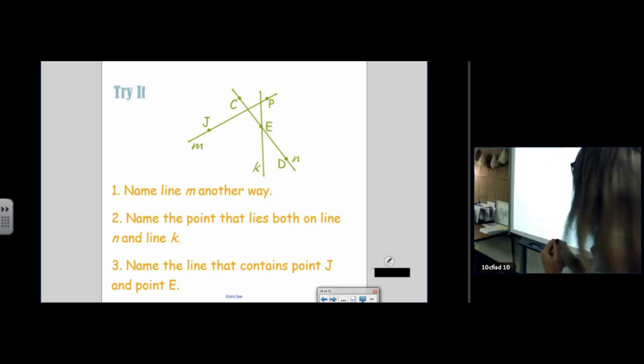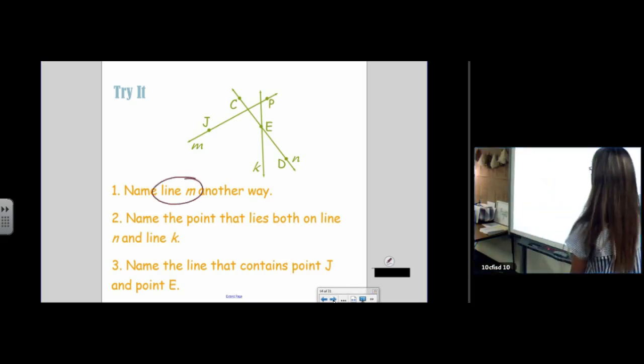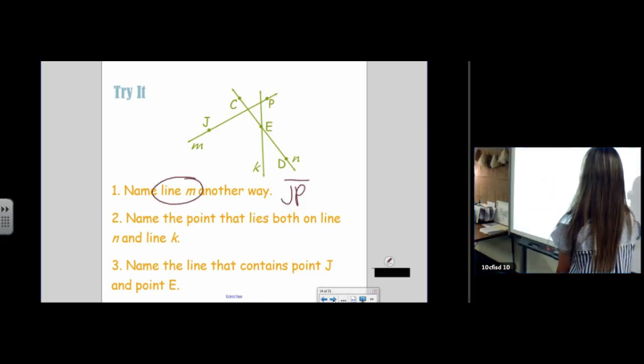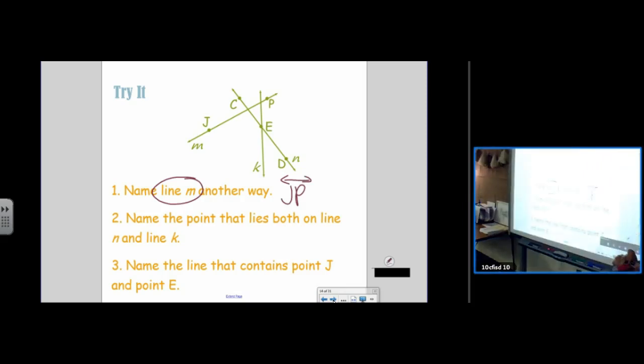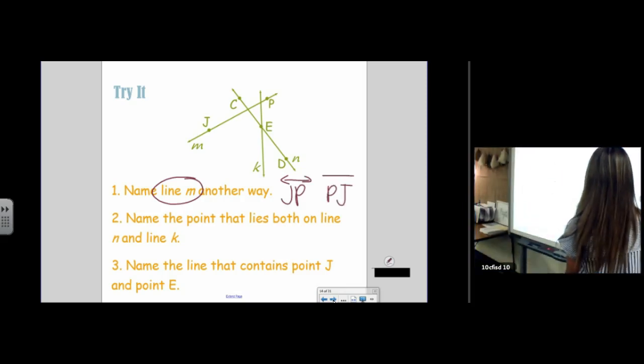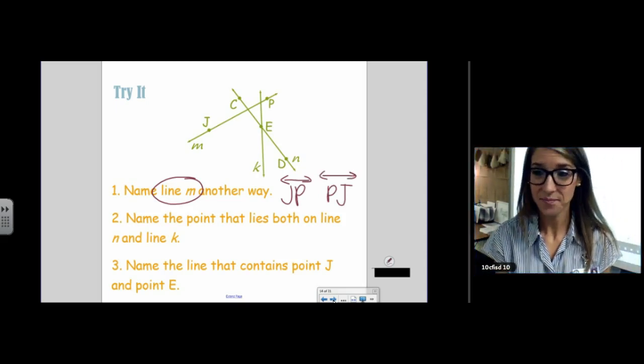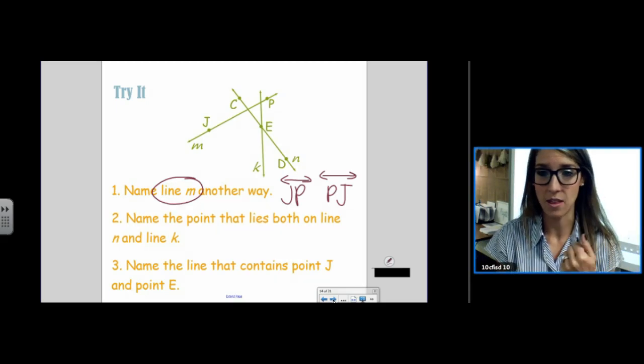Good. This line can also be named 3 ways. We could call it line M. We could call it line JP. Or we could call it what you wear to bed, line PJ. Get it? So there are 3 ways to name that line.